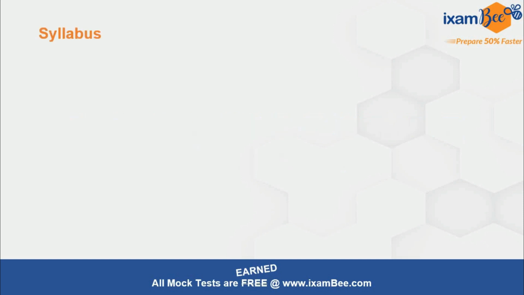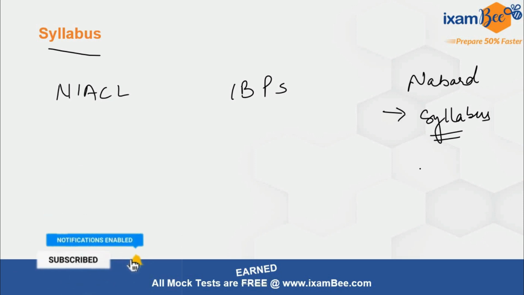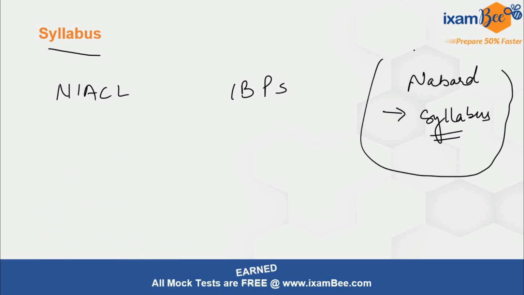Before getting into the entire thing, first I will talk about the syllabus that you need to cover for all three exams. One is NIACL, one is IBPS SO, and the other is NABARD. For NABARD, a printed syllabus is given, with all the topics you have to cover. They have a list of chapters and topics. So for NABARD, we have pretty much an idea of what the syllabus is going to be.